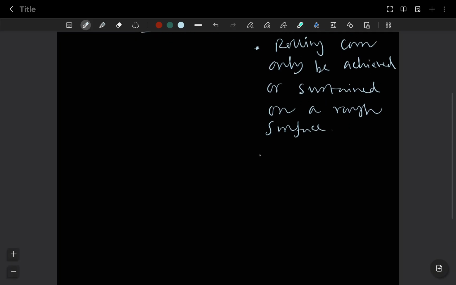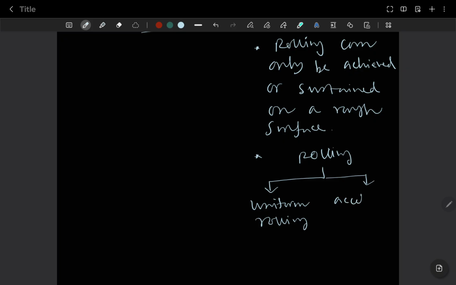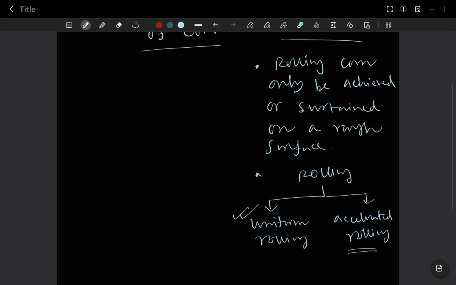The second thing is, rolling is of two types. One is called uniform rolling and another is called accelerated rolling. In this video we will talk about uniform rolling. Accelerated rolling, or rolling on an inclined plane, those types of problems have already been discussed in another video.